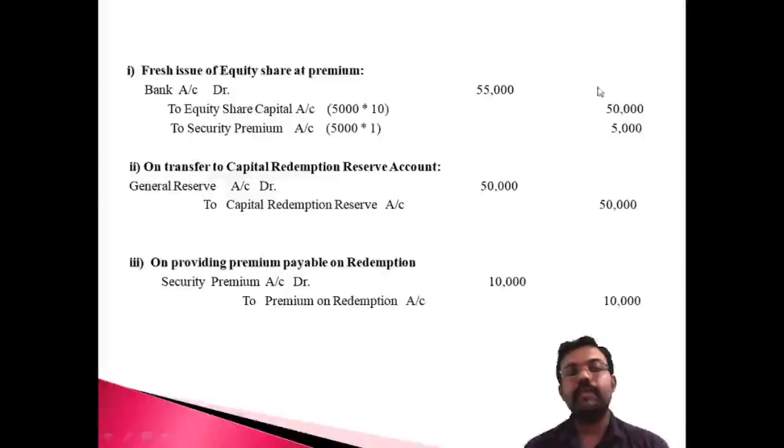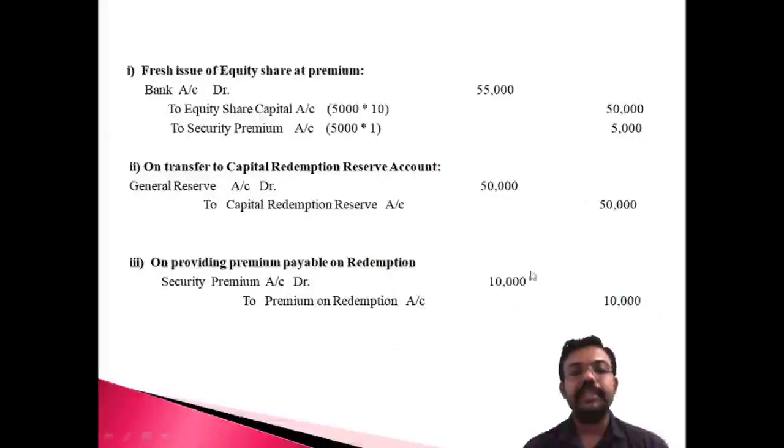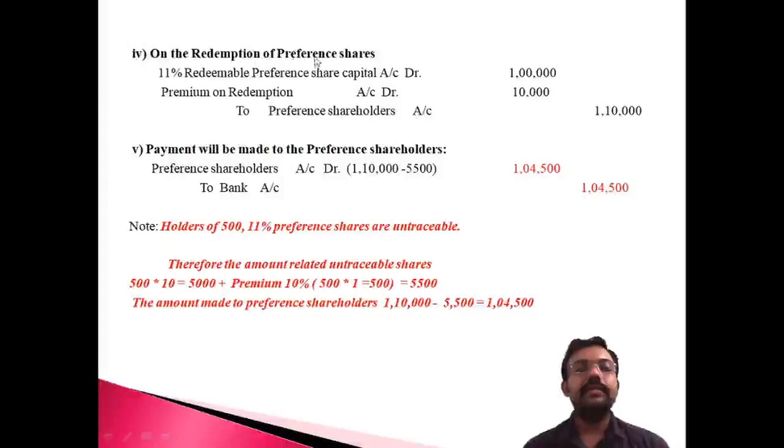Okay, and these are the journal entries regarding the transaction. Share issue amount 50,000 and general reserve 50,000. Securities premium is separately treated because we have sufficient securities premium account, and separately treated 10,000, redemption in the form of the premium. It's a premium entry. So 1 lakh and 10,000, 1 lakh 10,000. And the payment will be made to the preference shareholders, given to the bank. Normally that amount is written, but here there is a clause that 500 11% preference shares are untraceable.